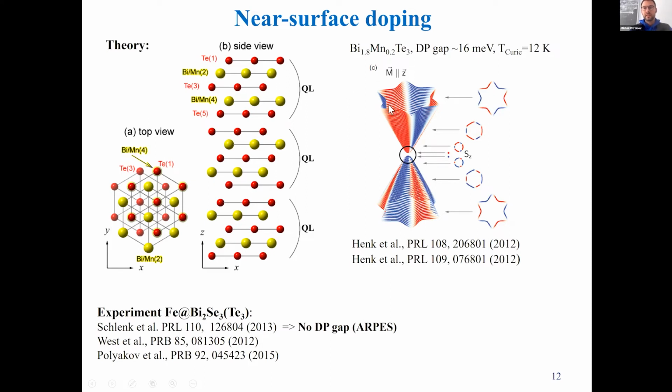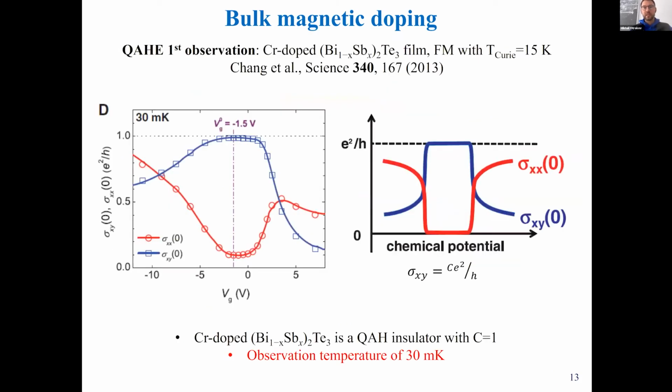And the theory predicts ferromagnetic ordering up to the Curie temperature of 12 K, and a Dirac point gap of about 16 millielectron volts is opened, as reported by Henk and co-authors. But in experiments performed in this case for iron atom depositions, no confirmed Dirac point gap, unfortunately. Other ways have been explored. Therefore, there is another variant of the magnetic doping that actually worked, in the sense that the quantum anomalous Hall effect has been observed. What kind of doping is this?